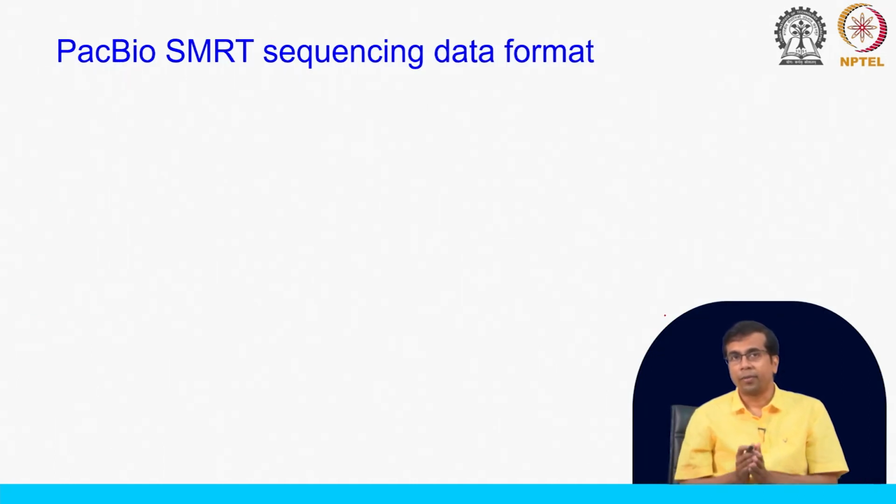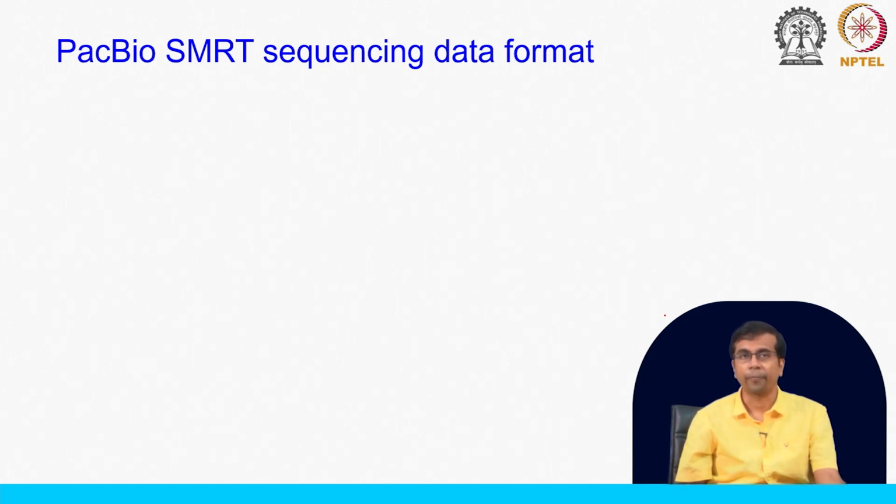So, that is for the Illumina data format. What about the Pacific Biosciences SMRT sequencing data format? Do they use the same FASTQ format? The answer is no. They have different data formats, and we will discuss how this looks.